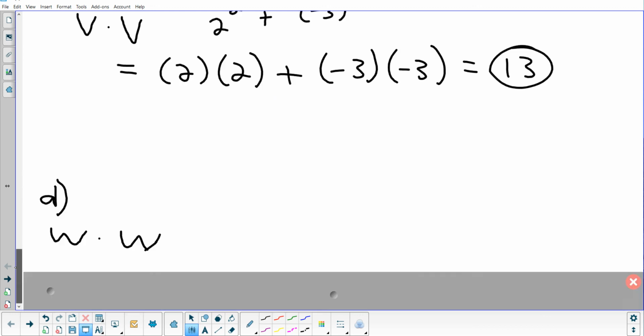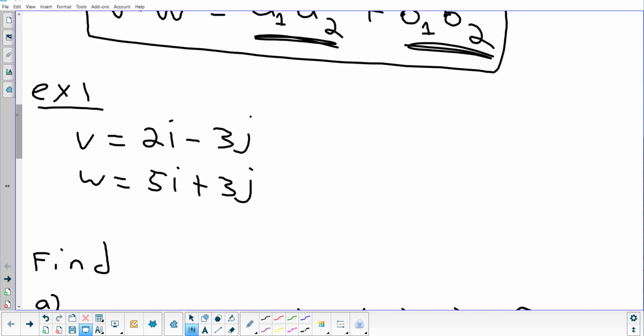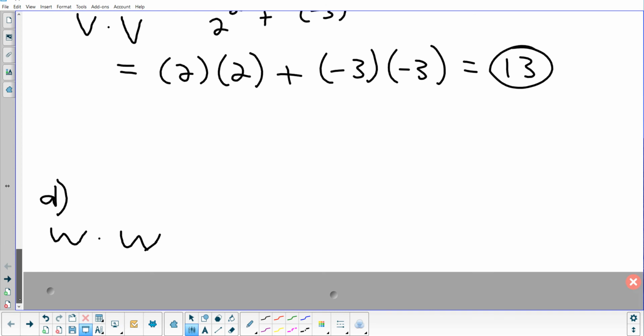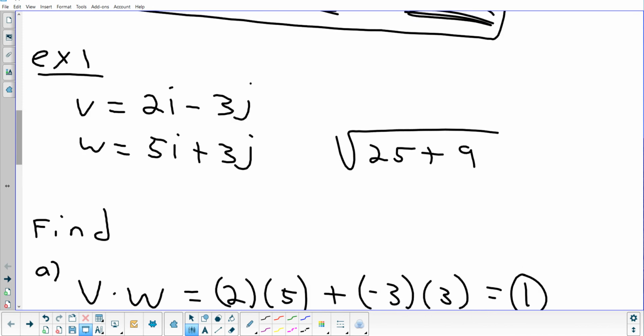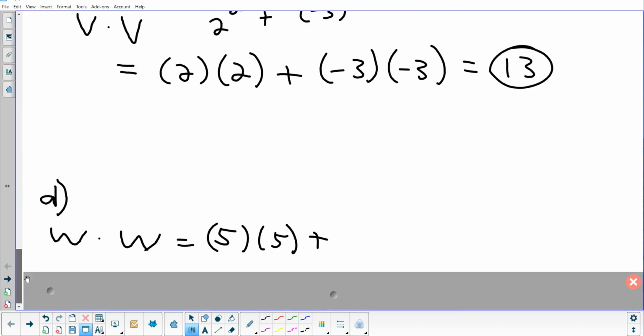Let's see if that works with w dot w. If we were going to find the magnitude of w, it would be the square root of 25 plus 9. Now, let's do w dot w. 5 times 5 plus 3 times 3. So it comes out pretty similar to finding the magnitude, except you didn't take the square root.